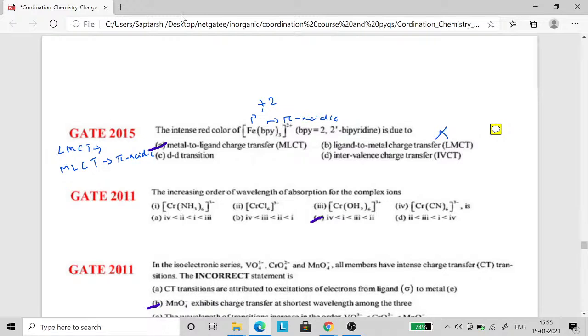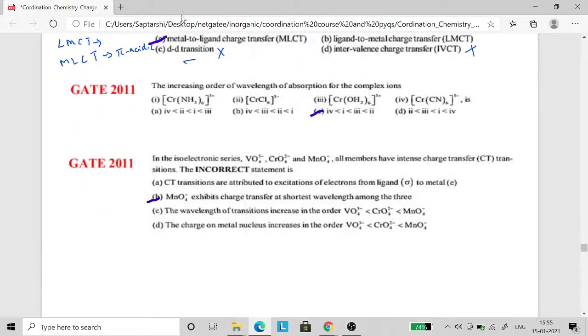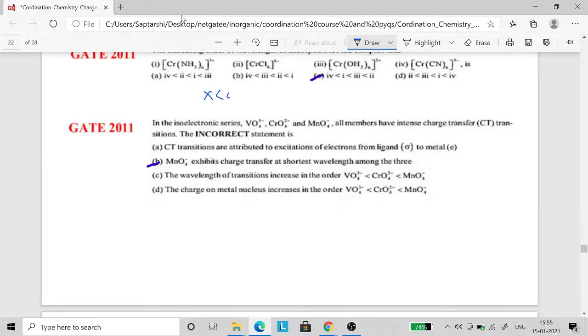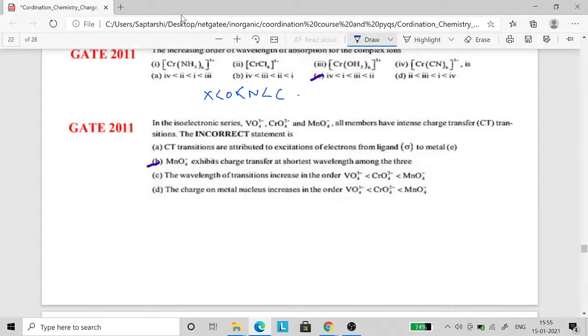And it's neither a d-d transition, because there's an intense red color. For d-d transitions, we don't get intense colors. It's only for LMCT and MLCT, and also for pi star transitions or intervalence charge transfer. But there's no case of intervalence here, so we can eliminate these three. So the only one left is MLCT, right? Metal to ligand. Another GATE question: the increasing order of wavelength of absorption for the complex ions. So we have some complexes. This is the simple one, as I said, it's XONC. You just apply this simple formula.